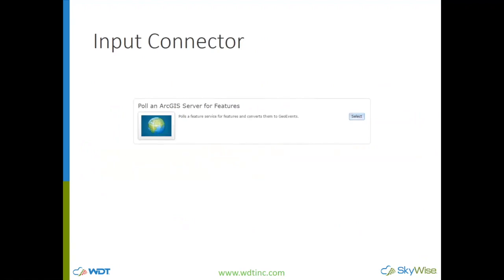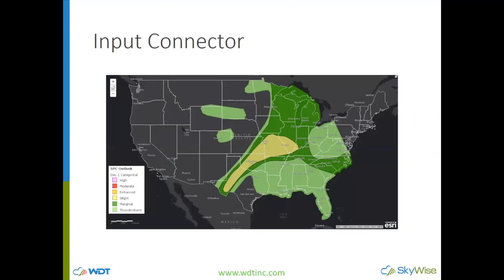First off, you have to start with an input connector. We're going to use the Poll an ArcGIS Server for Features, which is one of the built-in common input connectors. This is what the data service looks like. The Storm Prediction Center issues polygons, WDT ingests those. We make them all a feature service, so it's super easy to pull into anything on the Esri platform.